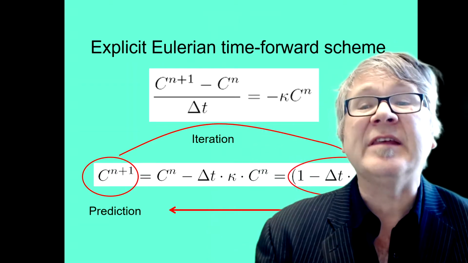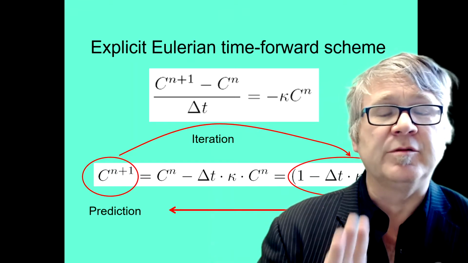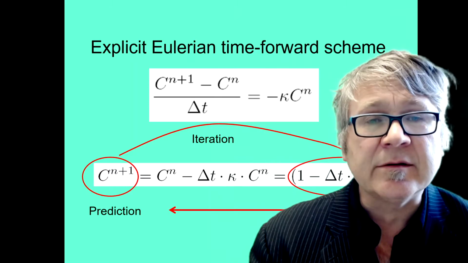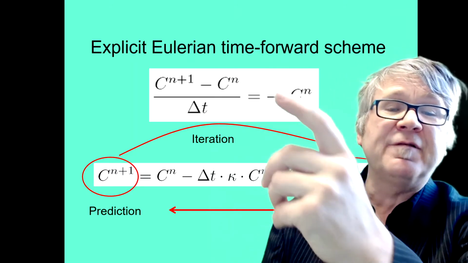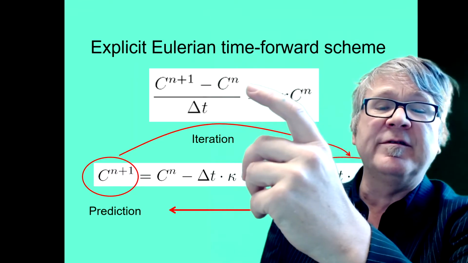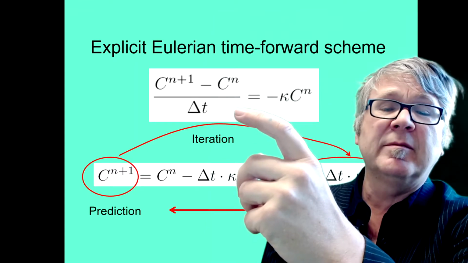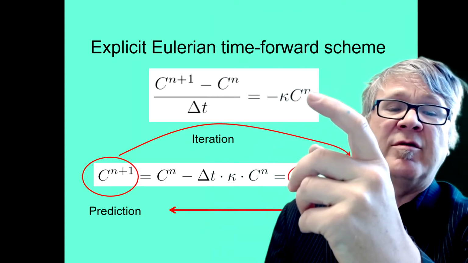So let us start with the explicit Eulerian time forwards. What you did is you used the original equation that governs the decay problem and formulate the left-hand side in terms of a difference, a forward difference we call it, divided by a time step. And on the right-hand side you use concentration at the current time level.